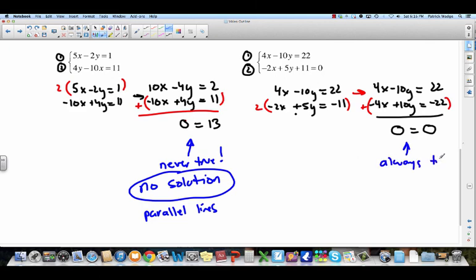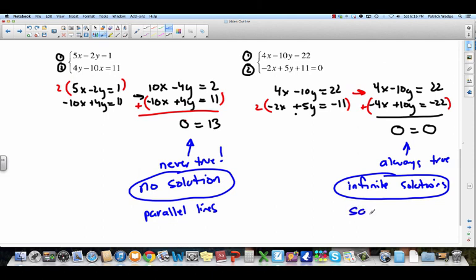And if you get something like that, 0 equals 0, 7 equals 7, negative 4 equals negative 4, what that means is that there are infinite solutions. Or, if we were to graph this, what does that mean about those lines? They are the same lines.